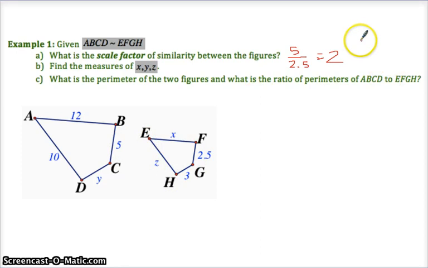If you were also to say, well, I don't like starting with 5 and saying 2.5 is on the denominator, I could start with 2.5 and say 2.5 corresponds with 5. That's also okay. And you're going, hey, wait a minute, I got an answer of 2 and I got an answer of 1/2.